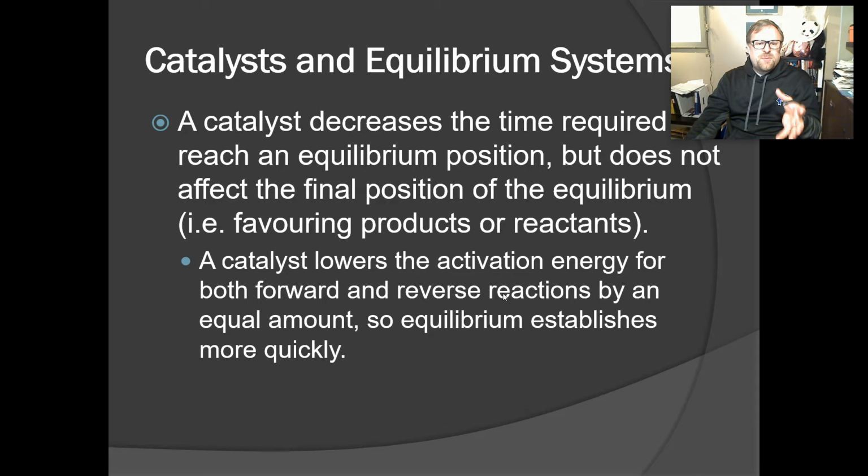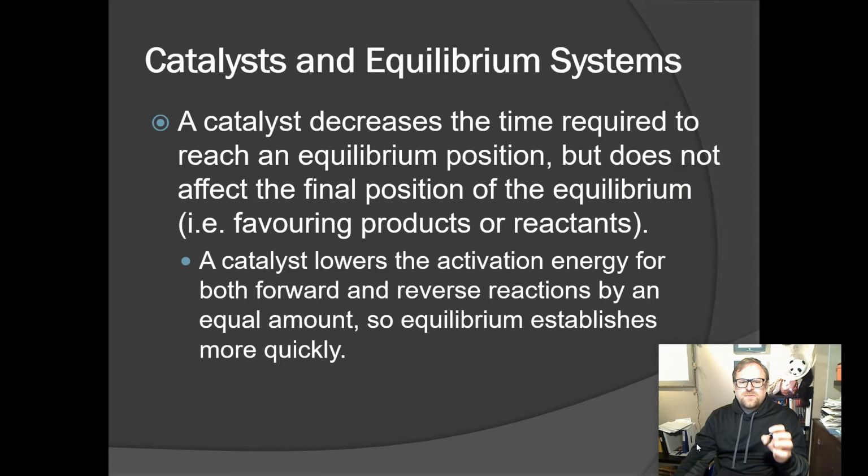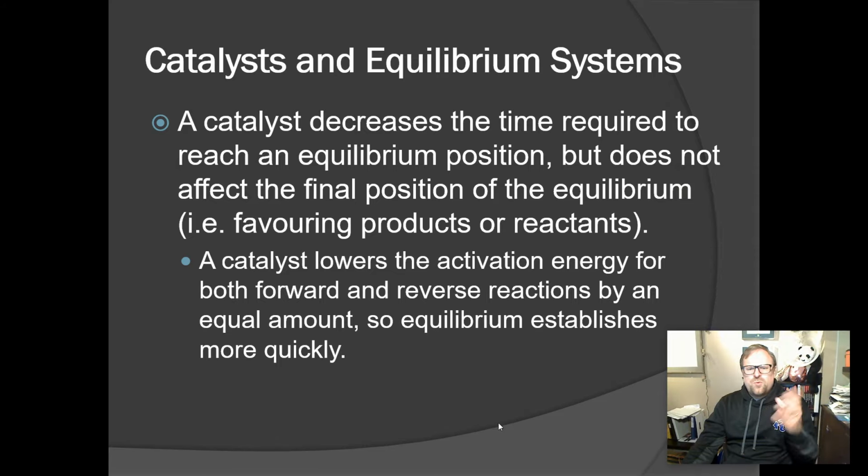One last thing to talk about then is catalysts and equilibrium systems. So a catalyst decreases the time required for each system to reach its equilibrium position, but it does not affect the final position of the equilibrium. Okay, it doesn't affect whether it favors the products or the reactants. It's just going to decrease the time that it takes for us to get to the equilibrium position that it should reach. Remember that catalysts have something to do with the activation energy and lowering activation energy.